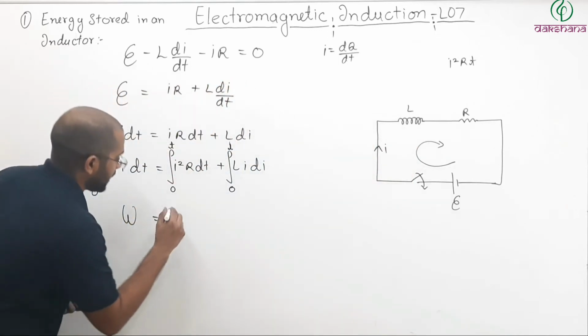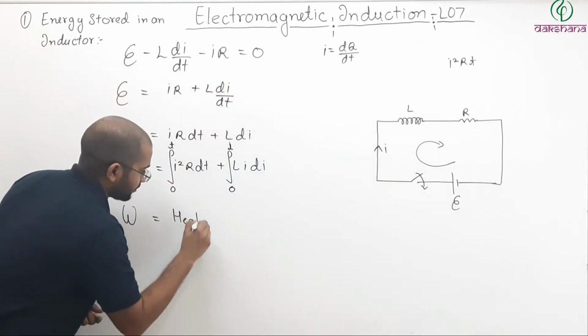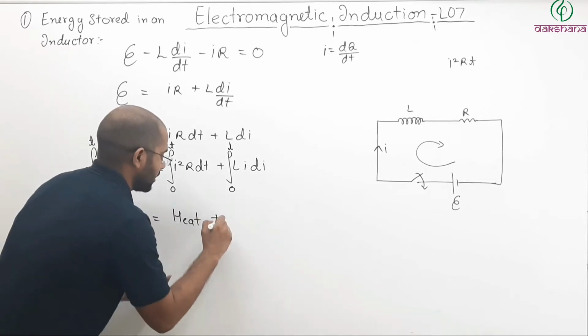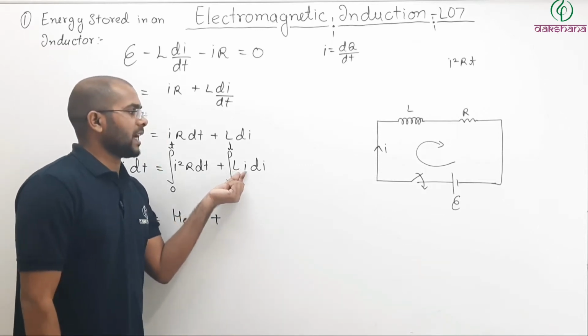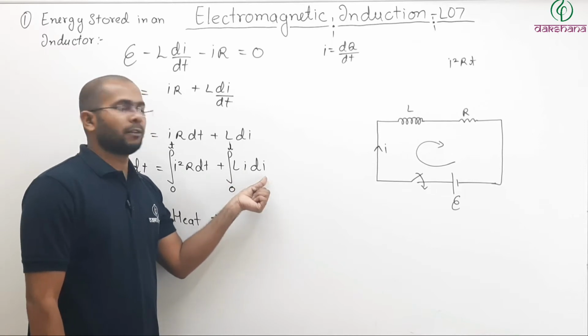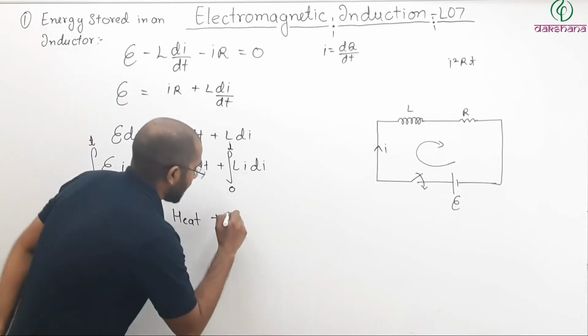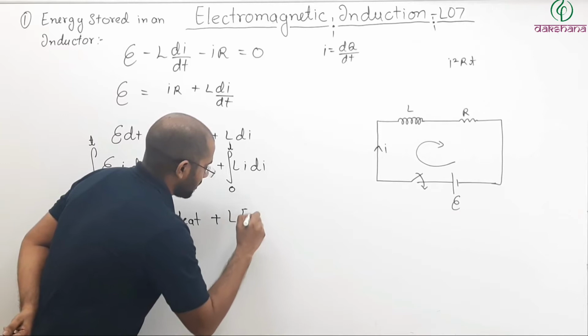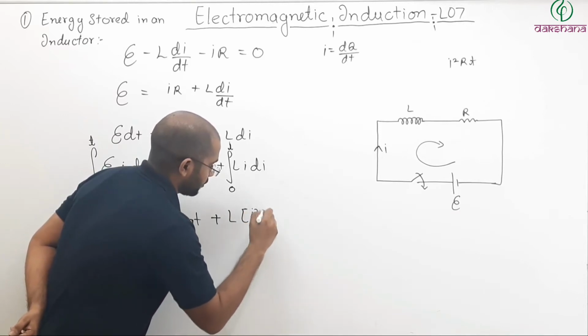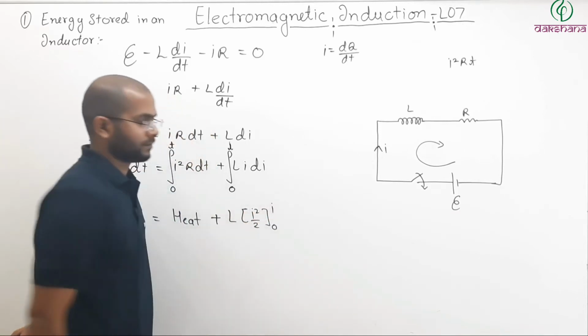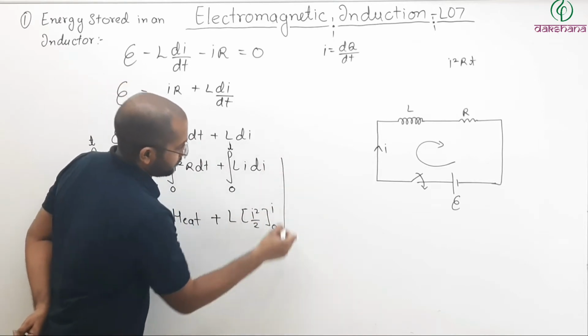So I am just going to write it as heat generated plus here L times I di. So I di will be what? I square by 2. So that can be written as L I square by 2. From where to where? From 0 to I. So write this equation one more time.